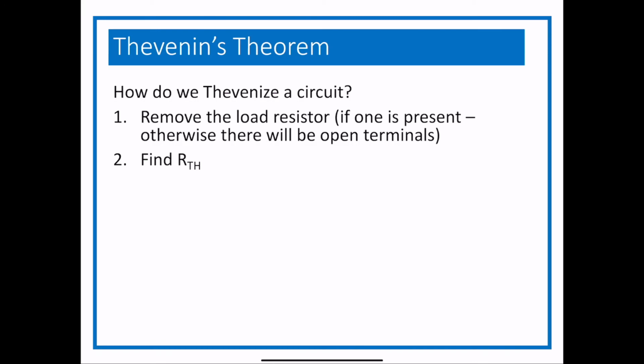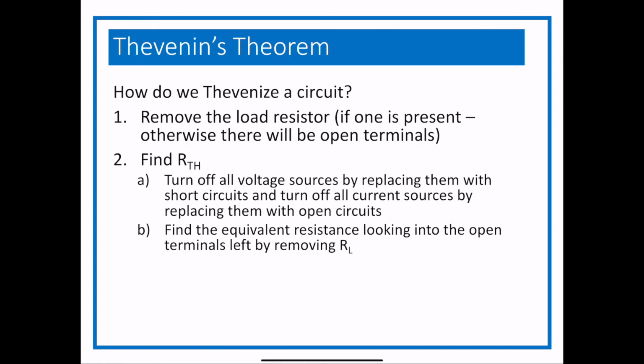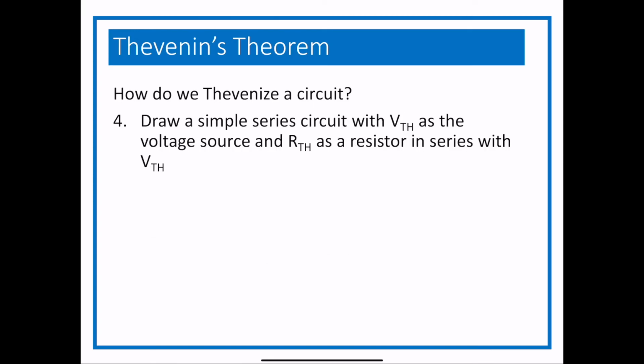Then we find R Thevenin. Remember, for finding R Thevenin, we turn off all voltage sources and replace them with short circuits, and we turn off all current sources, replacing them with open circuits. Then we find the equivalent resistance looking into the open terminals left by removing the load resistor. The Thevenin voltage is found by finding the open circuit voltage across the open terminals that are left by removing the load resistor.